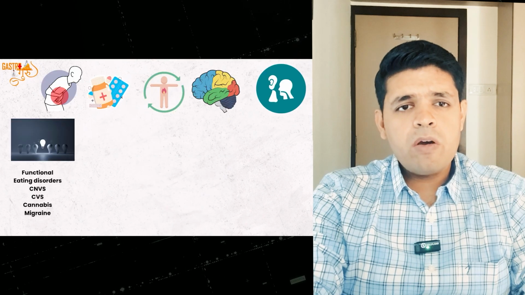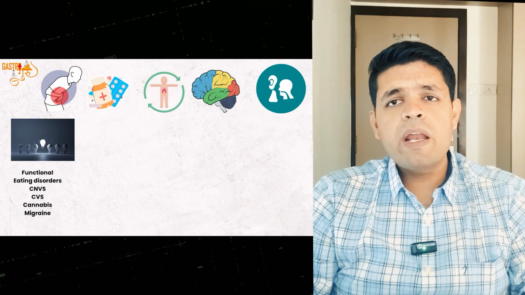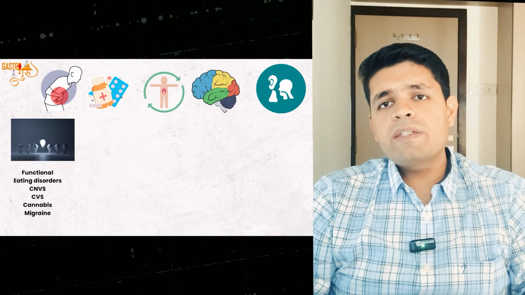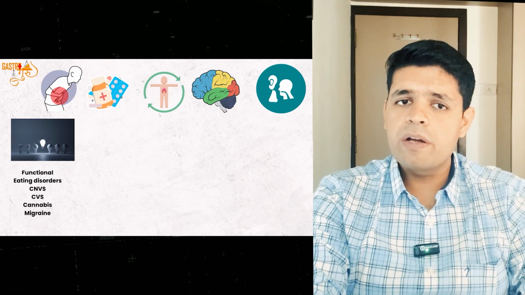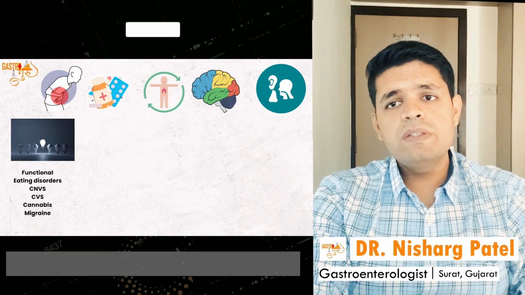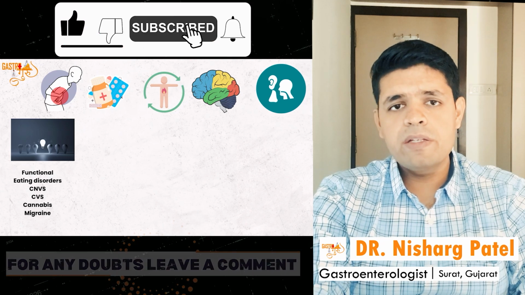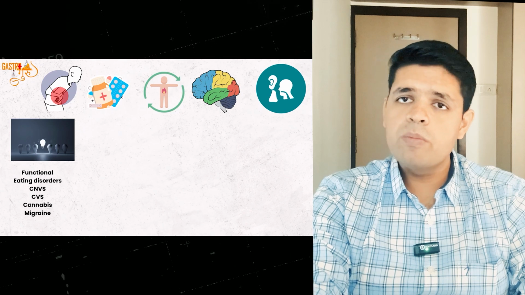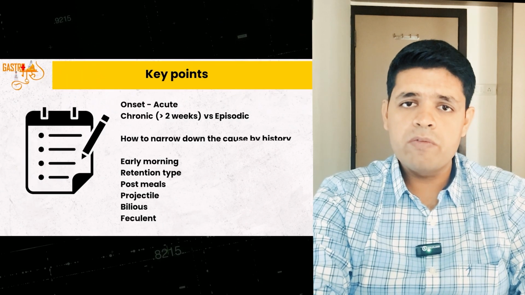So beginning with the talk, in the last two parts, part 1 and part 2, what we have seen is that there are 5 major causes of vomiting. It can be gastrointestinal, it can be extra gastrointestinal. For extra gastrointestinal, it can be either drug related causes, metabolic causes, CNS related causes, ENT, and there are some special causes like functional vomiting, eating disorders, chronic nausea vomiting syndrome, CVS, that is cyclical vomiting syndrome, cannabis and migraine. So these are the causes. Kindly refer back to video number 1 for the same.